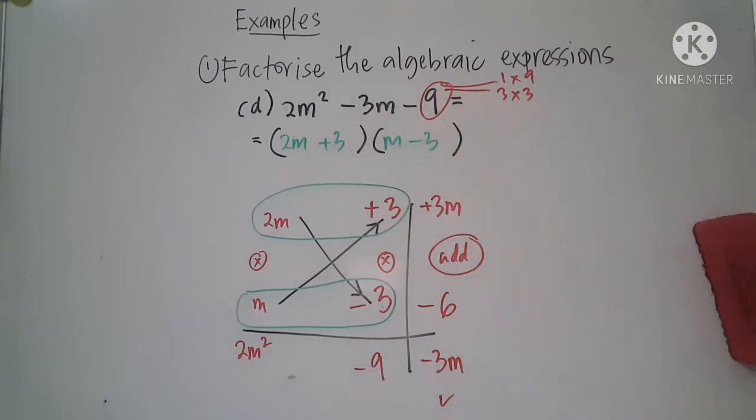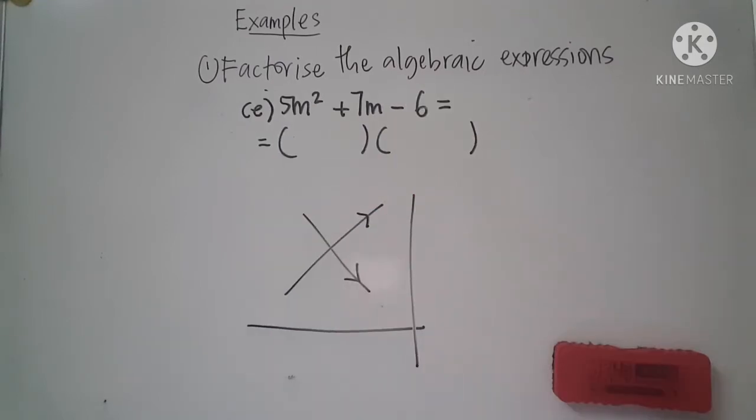Okay, in order to be very good or very fast in getting the answers, you have to do a lot of practice. Try to solve the E. 5m squared plus 7m minus 6. How are you going to write the answers?